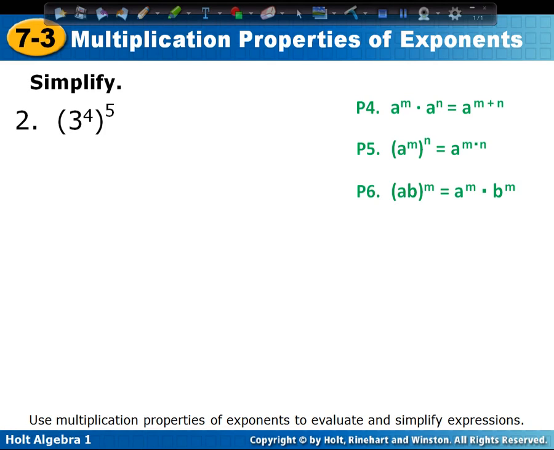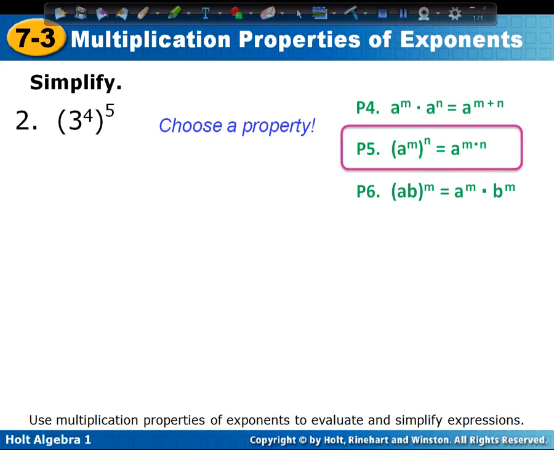All right, number 2, go ahead and take a minute, write this one down. It says 3 to the 4th power raised to the 5th power. So this is a power raised to a power. So this is our 5th property, and it says that we take those two powers and we can multiply them together. So this is 3 to the 4 times 5 power. And then 4 times 5 is 20. So this is 3 to the 20th power.